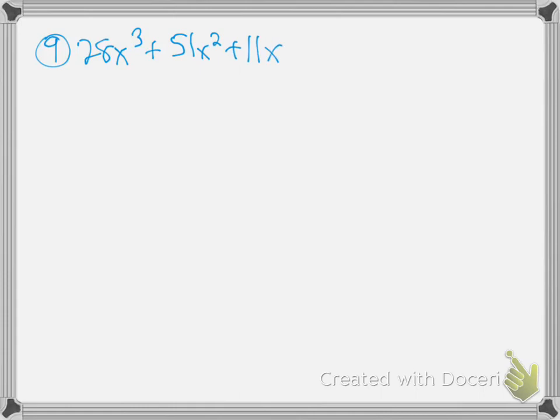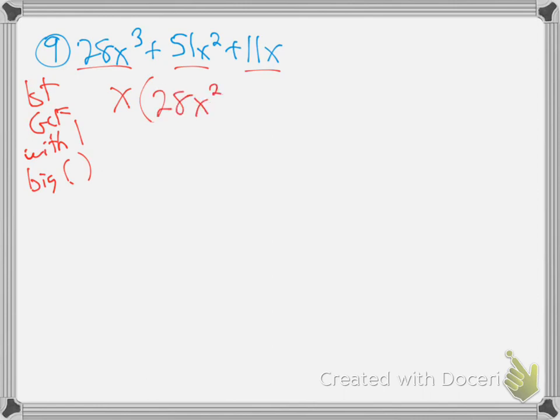Okay, first step on this one. Remember, first you've got to do the GCF. When all three terms have something in common, you got to do that first. So take out an x. That leaves 28x squared plus 51x plus 11. I took out that x that they all had in common. Taking out what's in common to all the terms is always first. Now we go into the regular stuff.